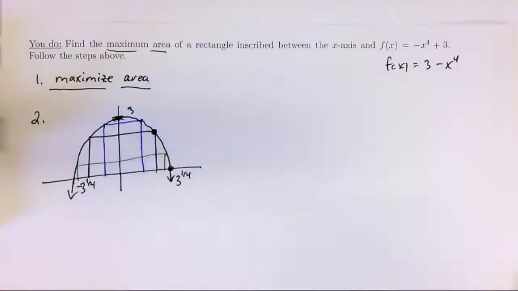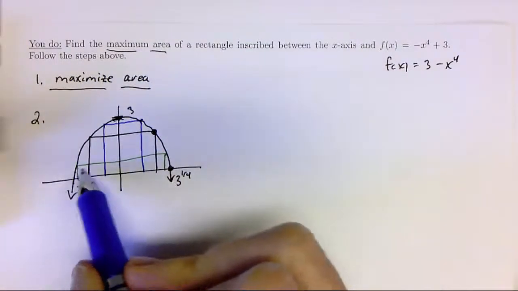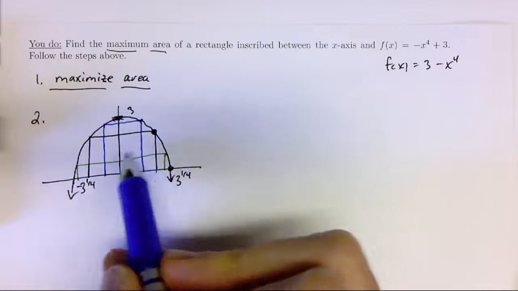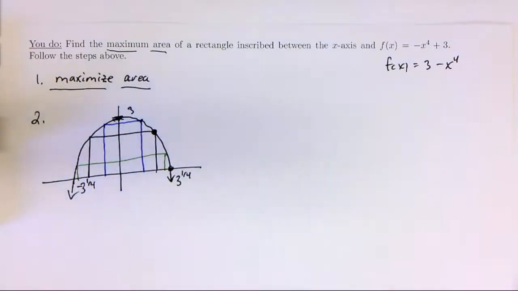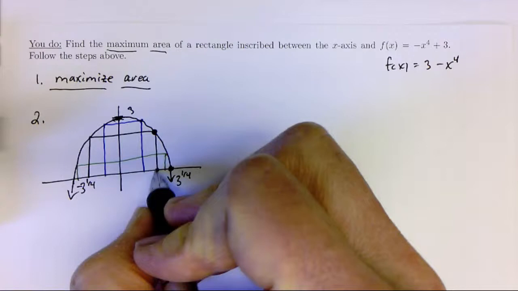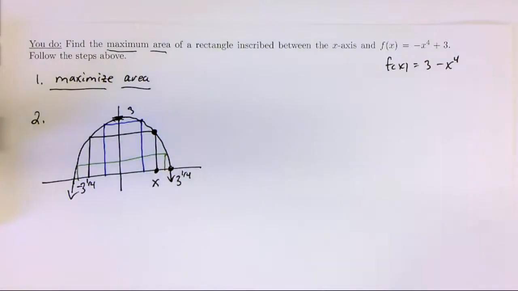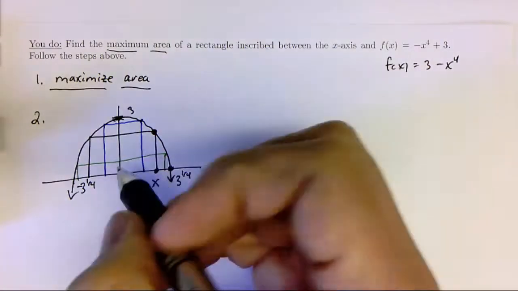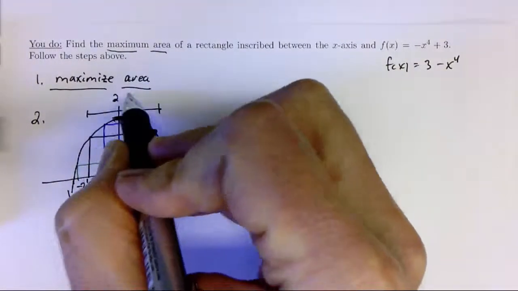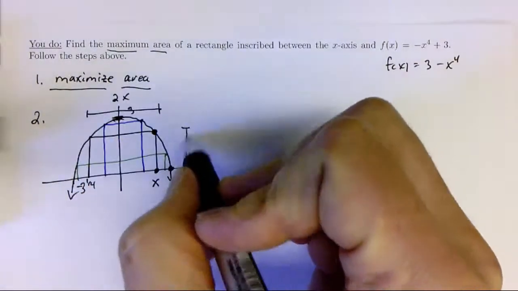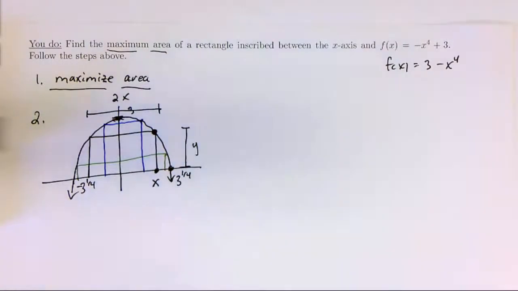The one with maximum area is clearly going to be somewhere between this short, wide one and this tall, narrow one. Something like what we have in black there. But what exactly is the ideal location? If this is the point on the x-axis with x-coordinate x, then my rectangle here has width 2x and it has height y.